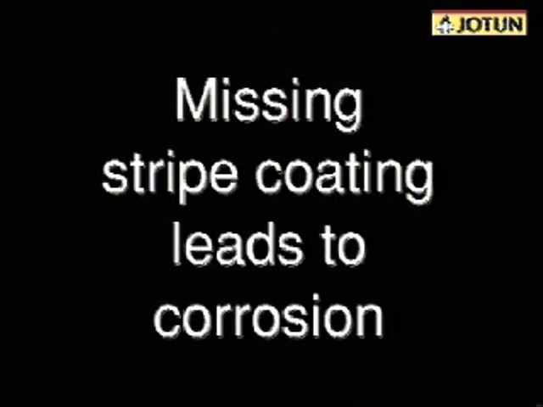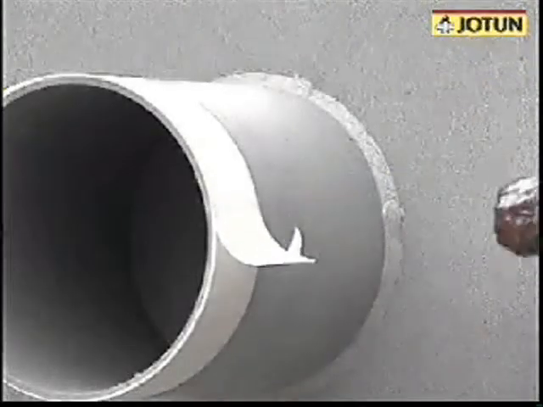Lack of stripe coating will often lead to early corrosion. This is due to a too low paint film thickness on the most susceptible areas, such as sharp edges, rough welds, notches and other areas difficult to reach. The attack starts as minor corrosion on the tip of the edge, but with time it may develop to a complete breakdown.